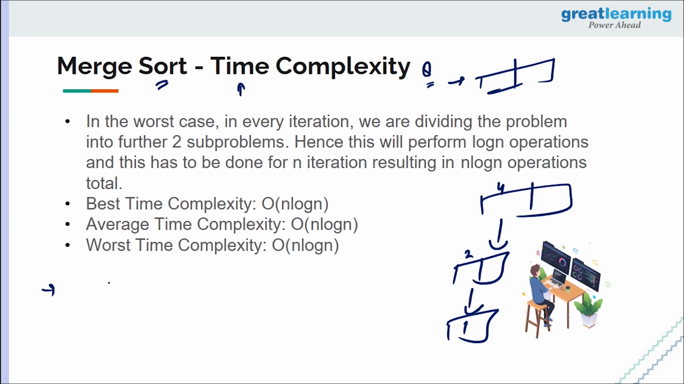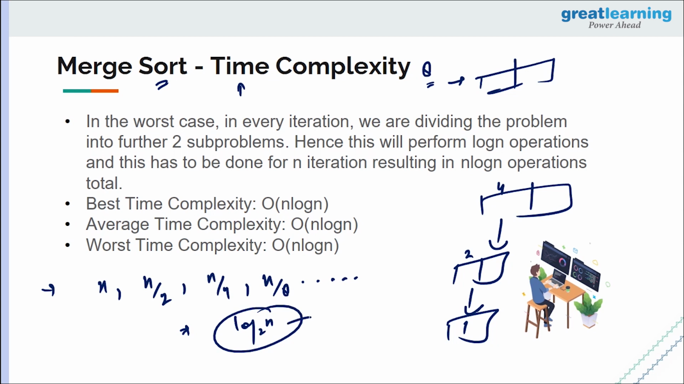So when you have n, then you will talk about n by 2 elements, then n by 4 elements, then n by 8 elements, and so on, right? This is the case where you are dealing with log to the base 2 of n. Why is this the case? Let me take an example. Let's suppose your n is 8. Log to the base 2 of 8 is 3. That means you will be dividing your problem 3 times.